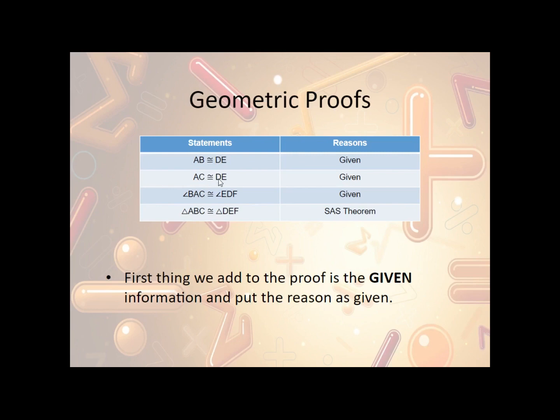Then we have AC is congruent to DE, given. Angle BAC is congruent to angle EDF, given. And then the triangles are congruent. Notice all of this was given information, but this part we had to come up with on our own, the SAS theorem, to prove that those triangles are congruent. So we use the theorems and postulates to fill in the rest of it.